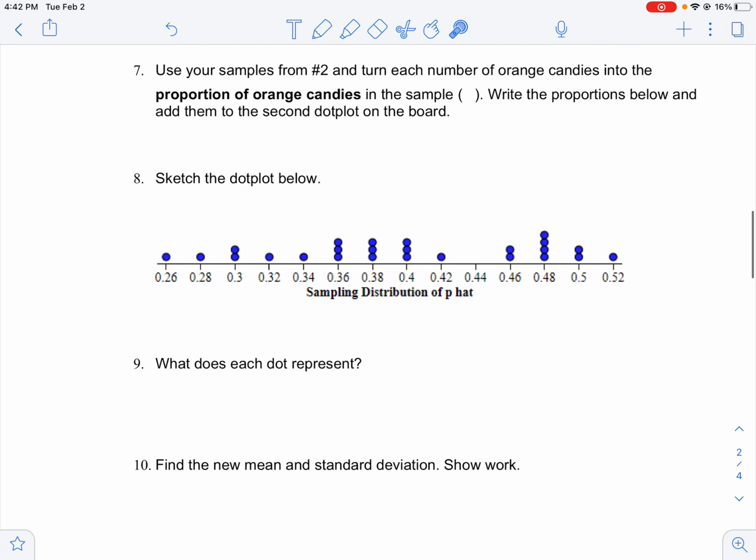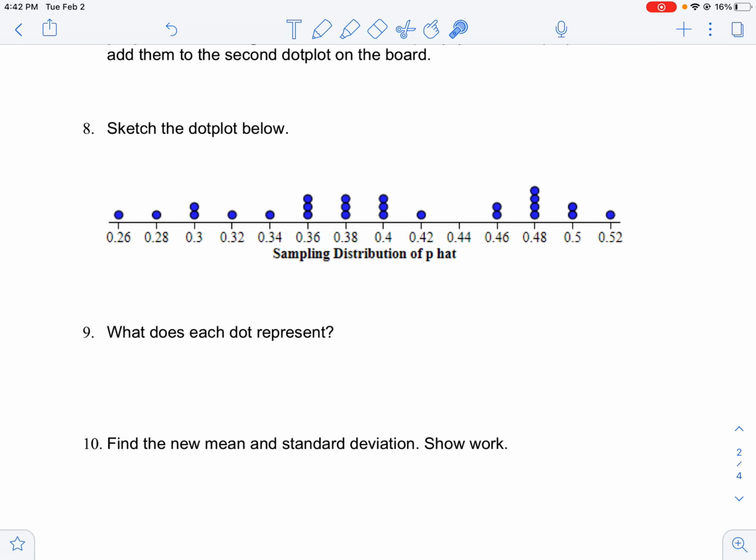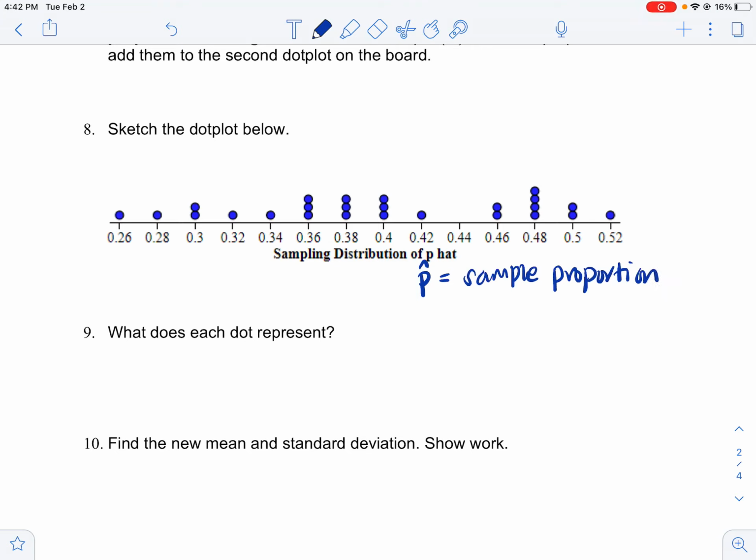So, I have here my dot plot for the sampling distribution of p hat. I am going to call this p hat, p with a hat, because this one is coming from a sample. Right? A proportion. Let's just say sample proportion. There you go.